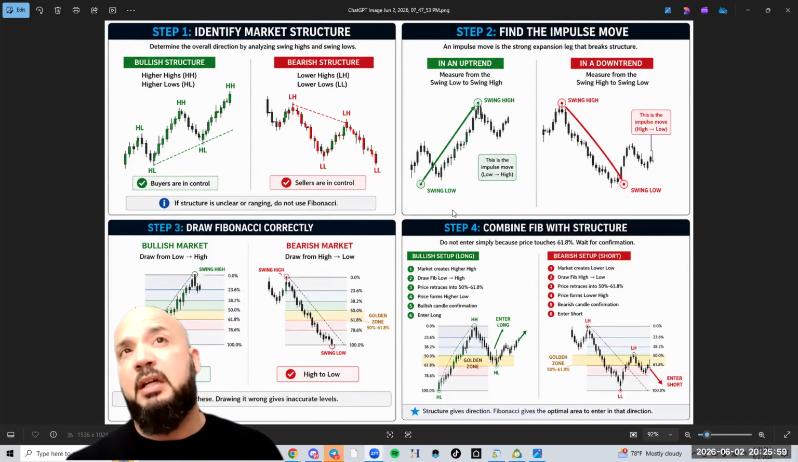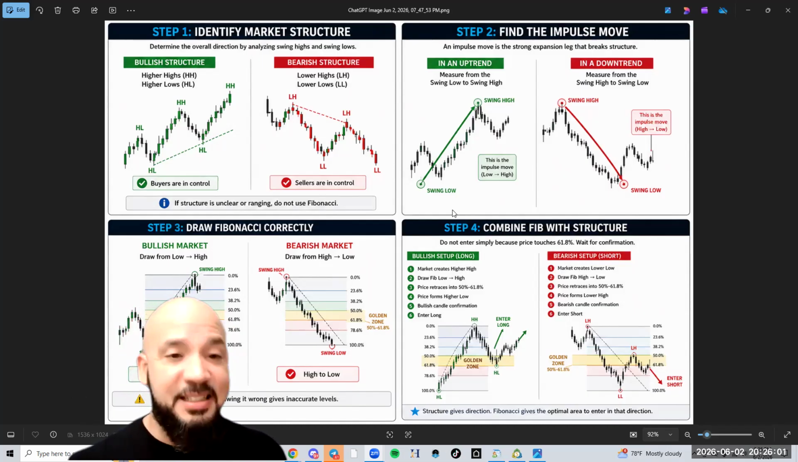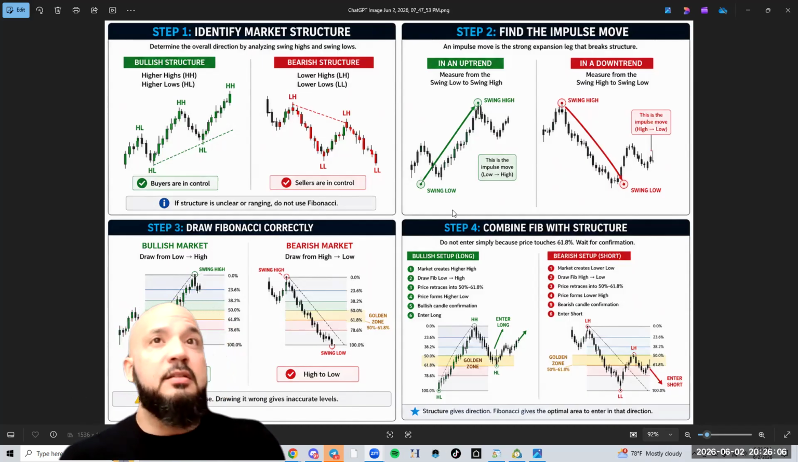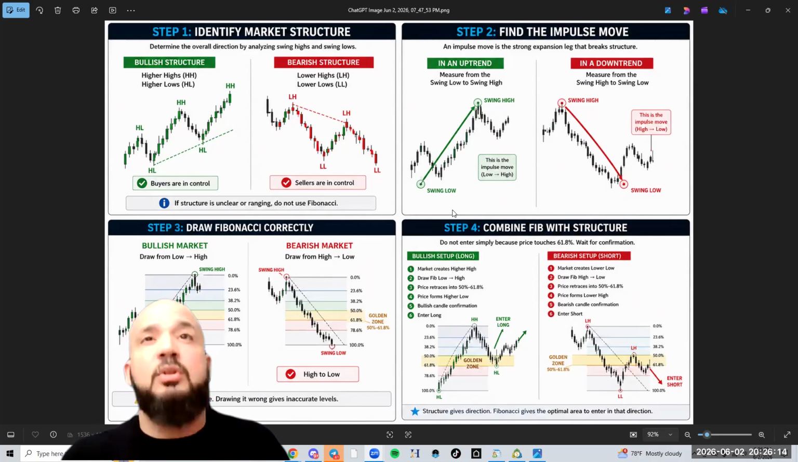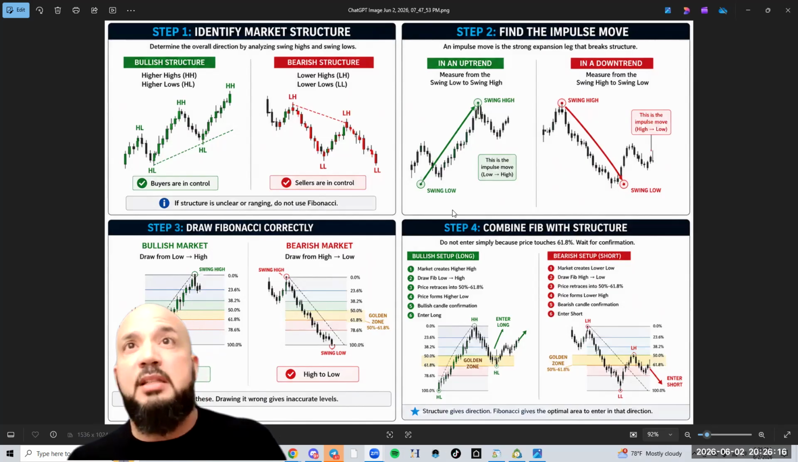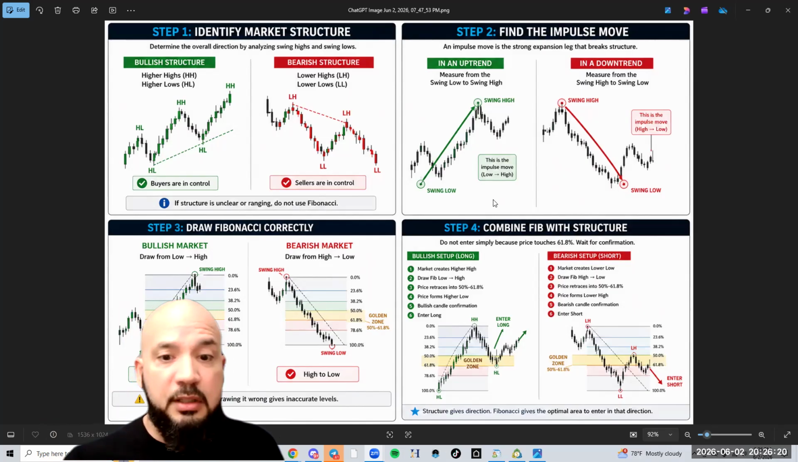The Fibonacci retracement tool is not an entry system like you think it is. All right, I'll say that again. The Fibonacci tool is not an entry system. It is a location tool that helps you identify where price is likely to retrace within an existing trend.